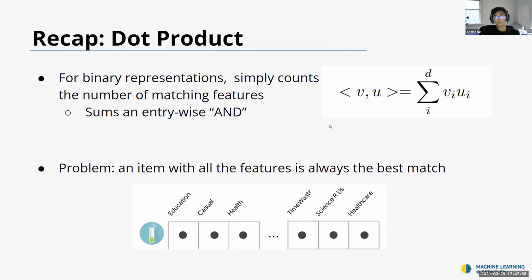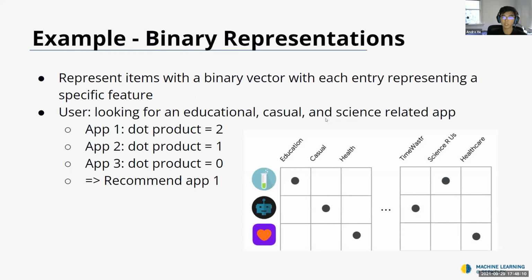Yeah, so just a recap again, a dot product is just taking the entry-wise product between two vectors. So from the last slide, if you want to take a dot product between the first two apps, you will just take the product between the value of the first app in the first entry with the value of the second app in the first entry, and then take the product in the second entry and just add them up. In this case, the dot product would be 0 because they don't have any common categories.